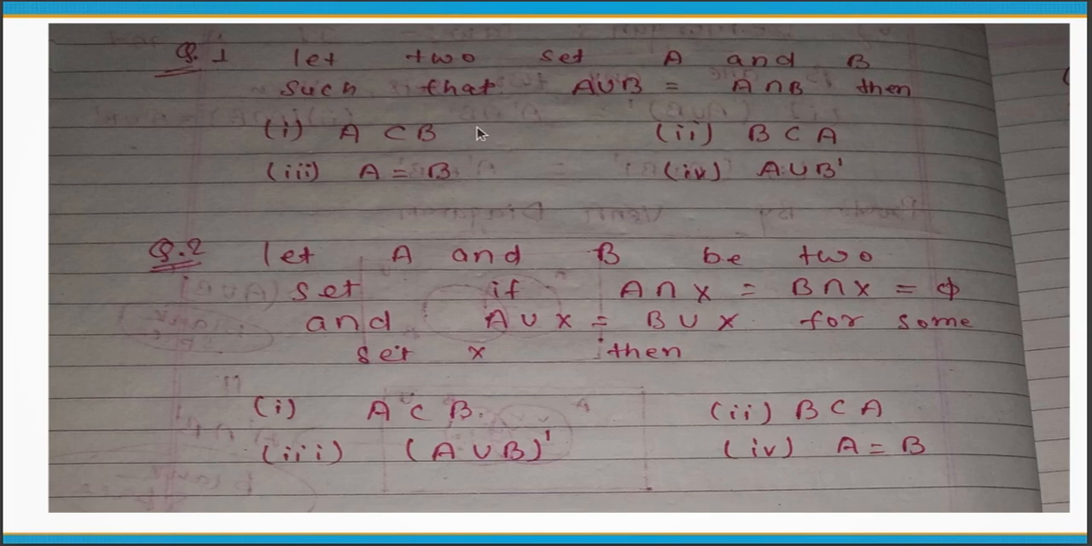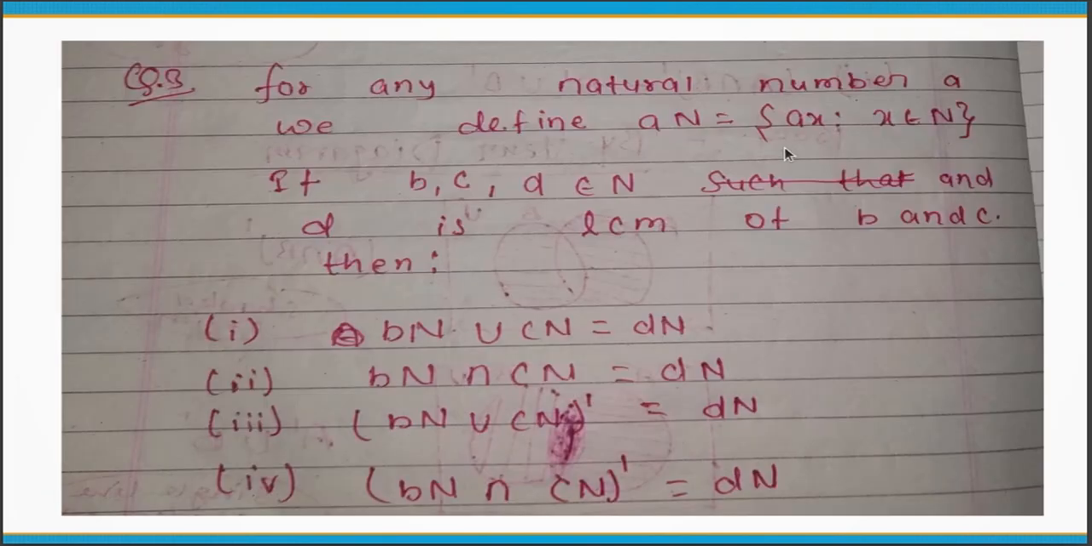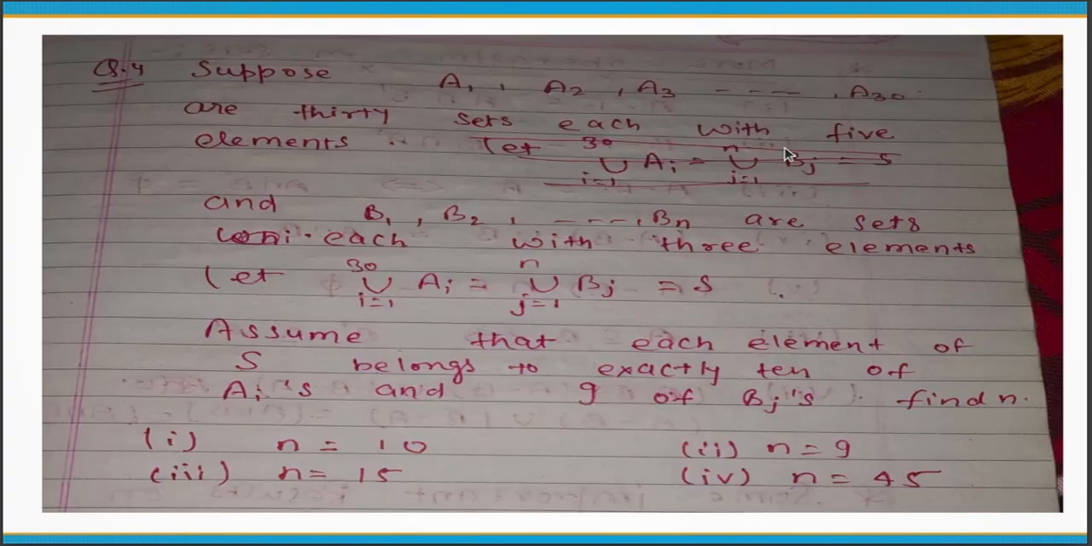Now let two sets A and B be such that A union B equals A intersection B. Two sets A, B, A union B equals A intersection B means the union of sets A and B equals the intersection of sets A and B, means both sets are equal, A equals B. Then another question you can solve by yourself. This is another question, you try to solve. If you are unable to solve, then comment, then I will give you the solution.